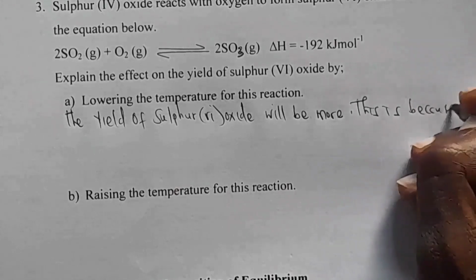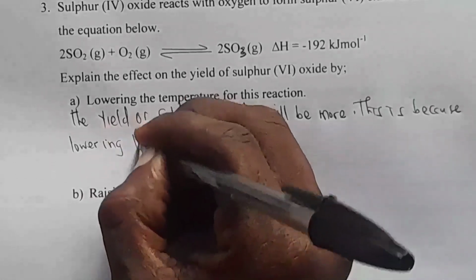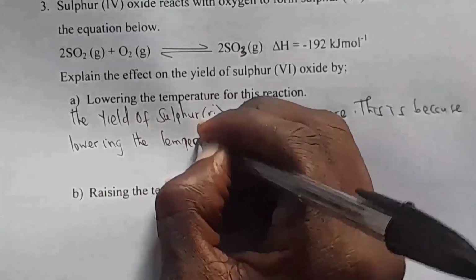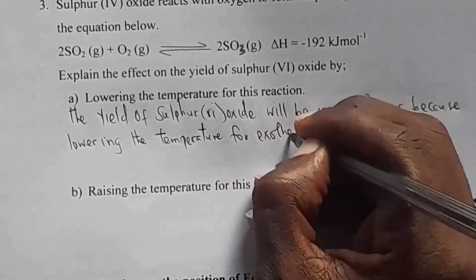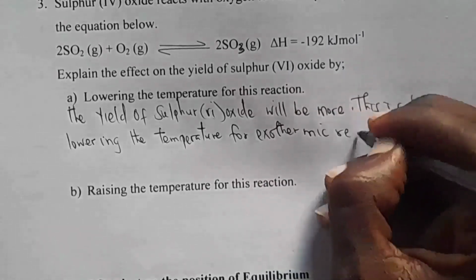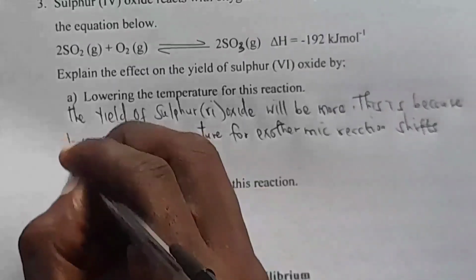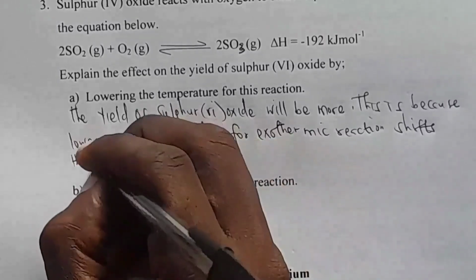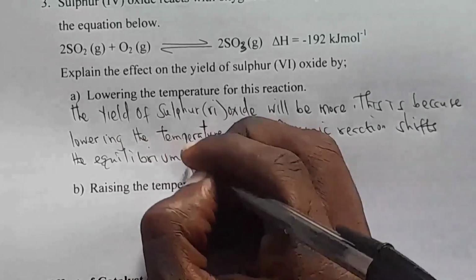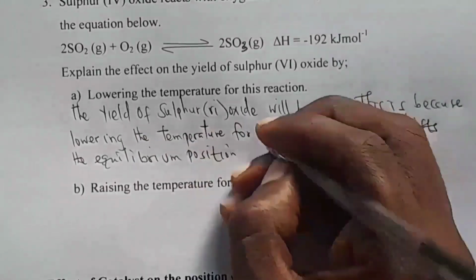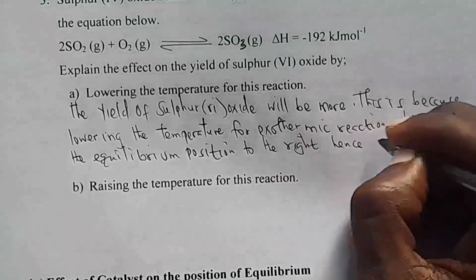Reason? Because lowering the temperature for an exothermic reaction shifts the equilibrium position to the right. Hence, the forward reaction is favored.